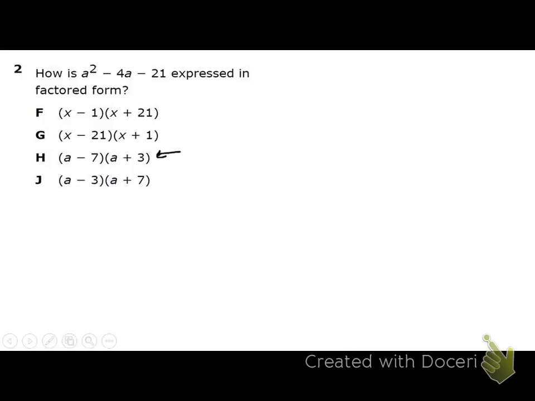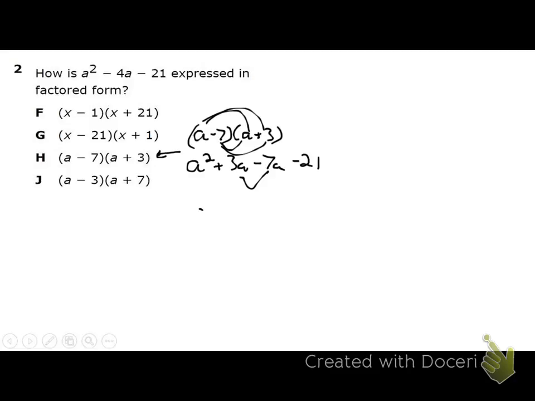If I were to come to this answer choice and multiply a minus 7 times a plus 3, well, a times a is a squared, a times 3 is 3a, negative 7 times a is negative 7a, and negative 7 times 3 is negative 21. After I combine my like terms, I can see that answer choice H, when I multiply it back together, is equivalent to this.